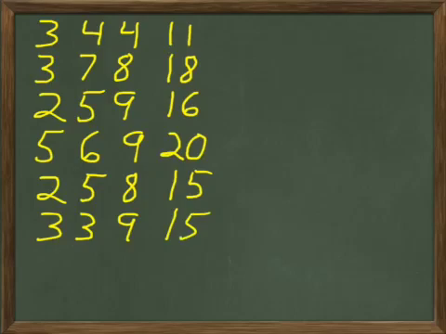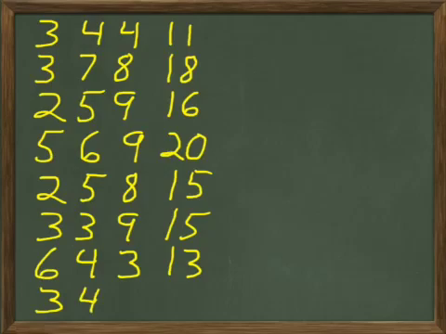Okay. 6 and 4 and 3. Well, 6 and 4 is what, 10? 10 and 3 are 13. How about 3 and 4 and 7? 3 and 4 are 7. 7 and 7 are 14.